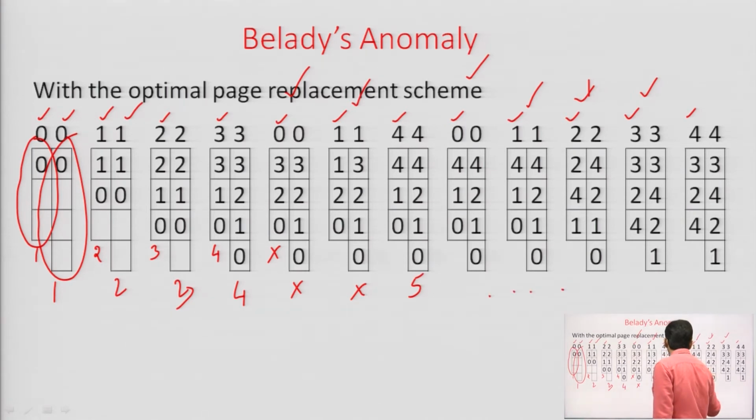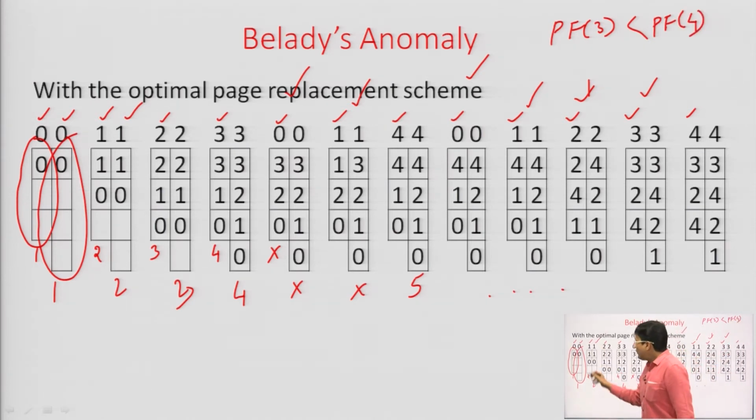Similarly, we can find out the page faults in the other case. So what is seen here is that the number of page faults with 3 frames is less than the number of page faults which occurred because of the 4 frames. Okay. Now why is this happening?